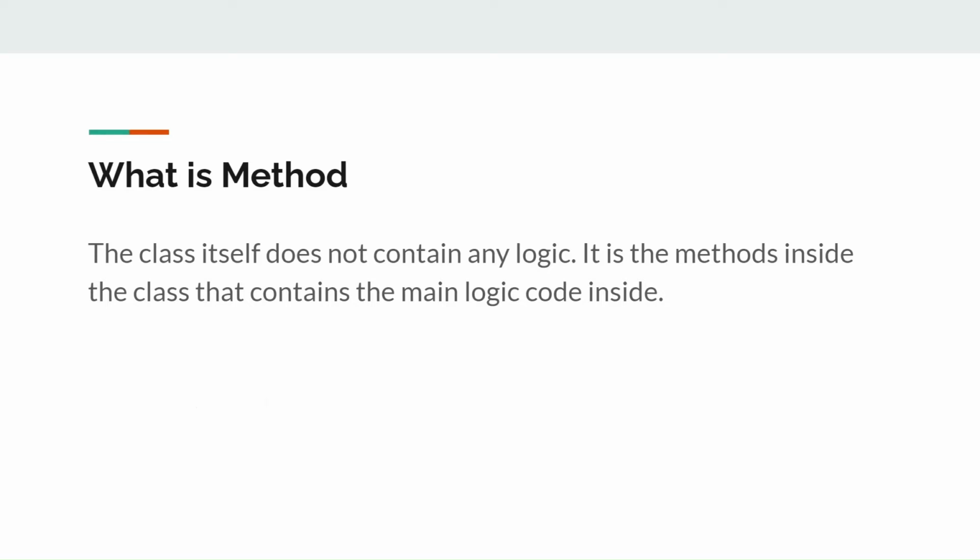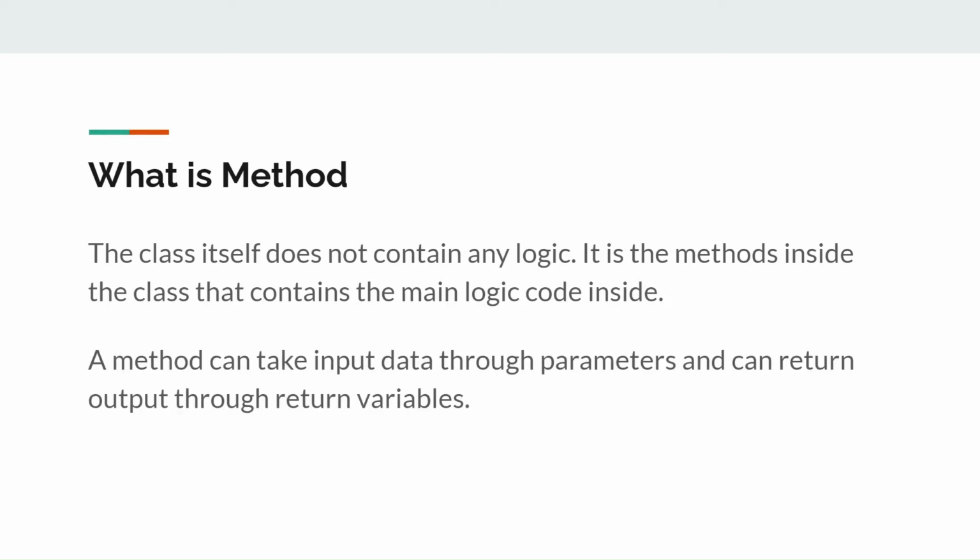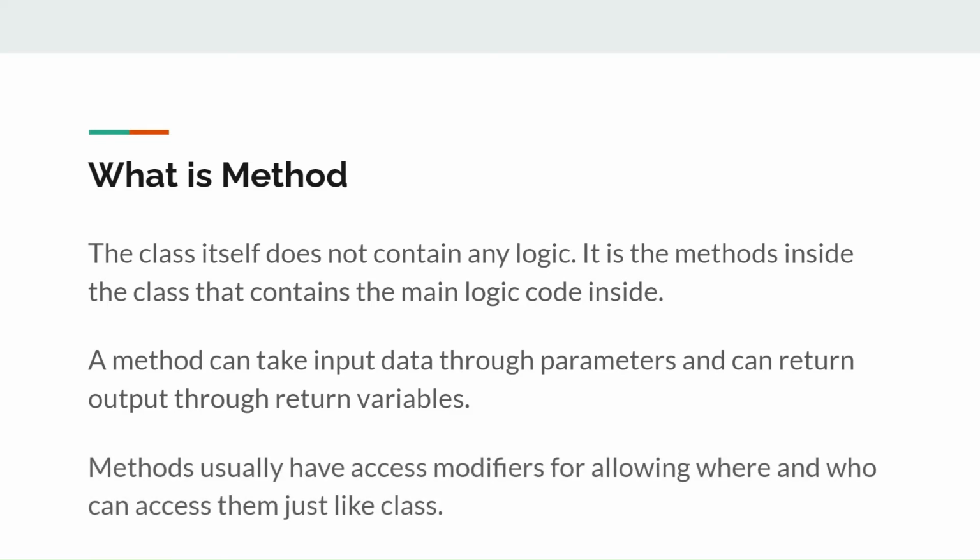A method can take input data through parameters, and it can also return an output through return variables. Methods usually have access modifiers for allowing where and who can access them, just like a class. So class and method both have access modifiers. Access modifiers are public, private, but I'm not going to discuss access modifiers right now because it will be a little bit confusing. In the subsequent videos, when it is time, I will discuss access modifiers, because at that point in time it will be much more clear what they are.